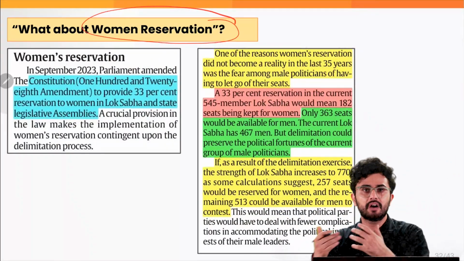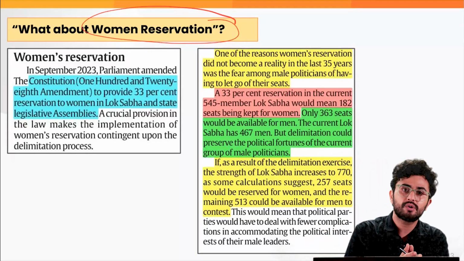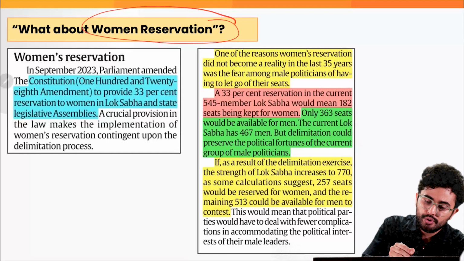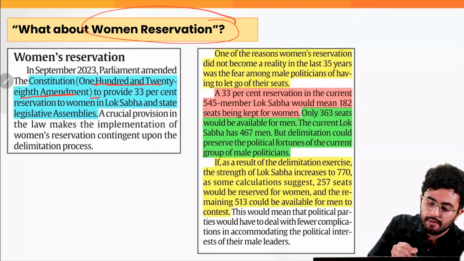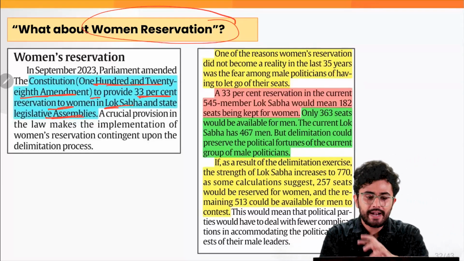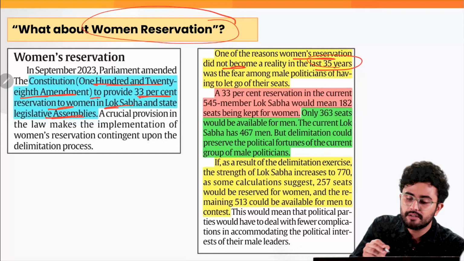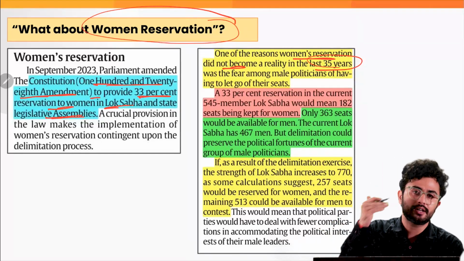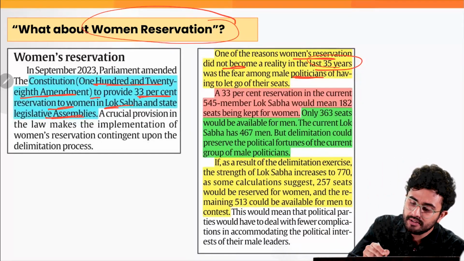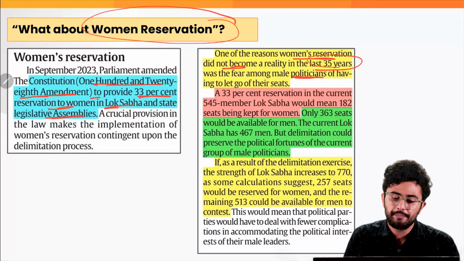So for example, the government has introduced 33% reservation of the seats in the Lok Sabha for the women through your 128th Amendment Act, providing 33% reservation in Lok Sabha as well as the State Legislative Assembly. Now the idea is that the reason women's reservation did not become a reality in the last 35 years was obviously the kind of patriarchal mindset which still exists among the male politicians, that they will have to let 33% of their seats go, right?